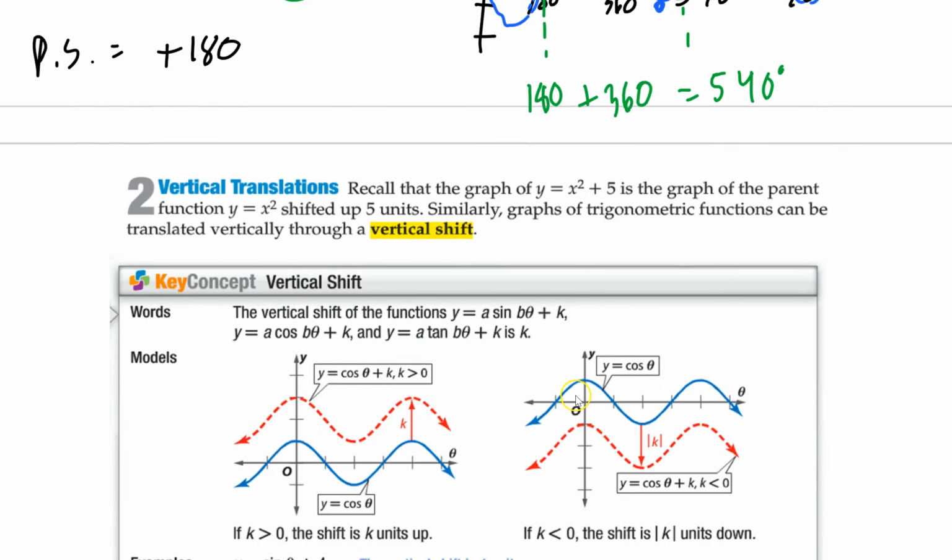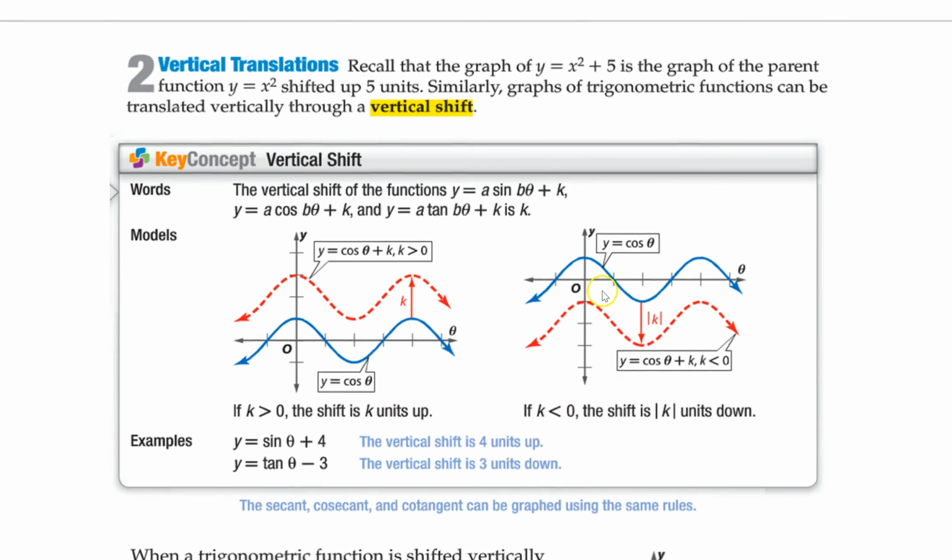Let's move on to the vertical translations. I think this is actually easier. So vertical shift is something that affects the outside. You see right here, it says it's on the outside of the function. And as always, vertical shift moves up and down. You follow? Outside, y, follow.